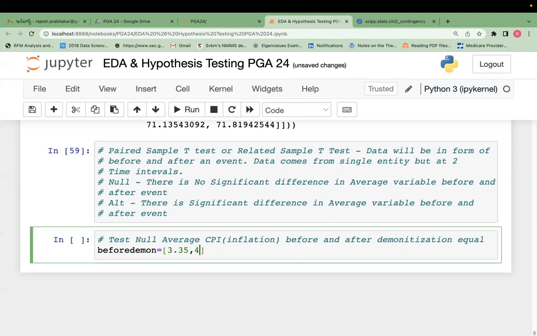3.35, 4.14, 5.30, 6.46, 6.13, 6.59, 5.86, 5.51, 5.53, 5.91, 6.32, 6.72.